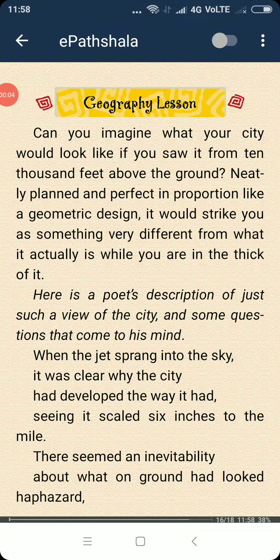Today we are going to do a poem. The name of the poem is Geography Lesson by Zulfikar Ghose. Children, Zulfikar Ghose was a Pakistani American novelist, essayist, poet, critic. He was born in Pakistan.